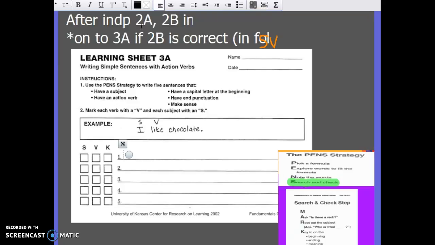Okay, so now I've got my words down. Now I actually get to write them down. So note the words. Cruise is swimming across the, I'm going to change it to pool instead. Okay, now I have to use my search and check steps. So not only am I writing the sentence, but I'm actually marking it up as well. So I'm going to grab my pen.